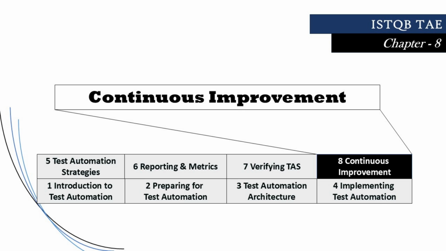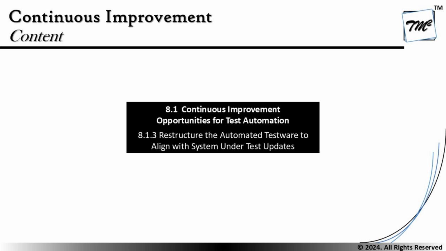Welcome back to another tutorial on ISTQB Test Automation Engineer certification. We are in chapter 8 talking about continuous improvement, and as a part of this tutorial we are stepping into the next segment, which is 8.1.3, restructure the automated testware to align with system under test updates. And again, we do understand that not only the tasks but also the SUT would be updated from time to time. So how exactly does the task get amended according to that?